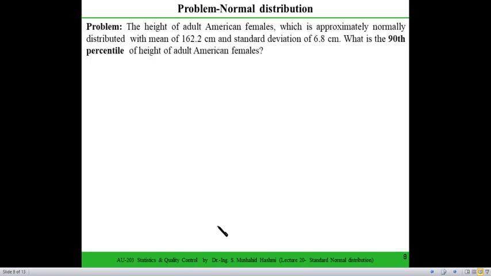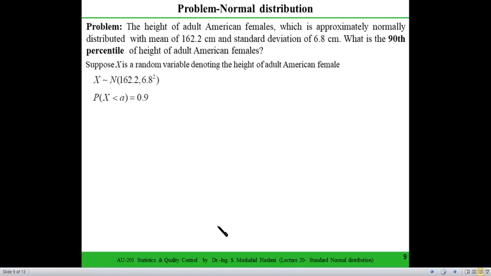Okay, another problem: the height of the adult female, which is approximately normally distributed, the same problem, but here the problem is given in reverse. What is the 90th percentile of the height of the adult American female? So here the random variable once again is x, and the distribution is normal. What is the 90th percentile of the height?